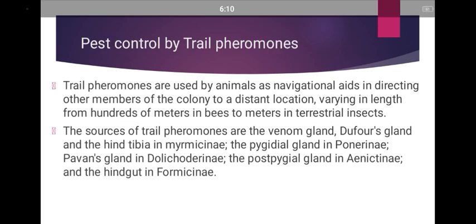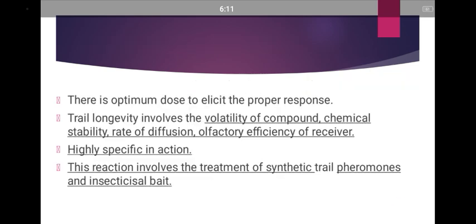Then pest control by trail pheromones. Trail pheromones are used by animals as navigational aids in directing their members of the colony to a distant location, varying in length from hundreds of meters in bees to meters in terrestrial insects. The sources of trail pheromones are the venom gland, Dufour's gland, and the hind tibia in Myrmicinae, and pygidial gland in Ponerinae, Pavan's gland in Dolichoderinae, and postpygidial gland in Aneuretinae, and the hindgut in Formicinae.